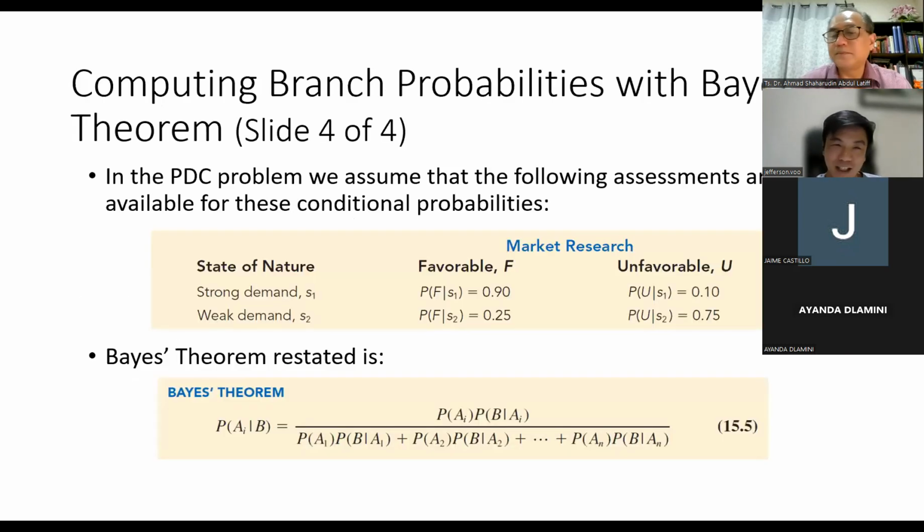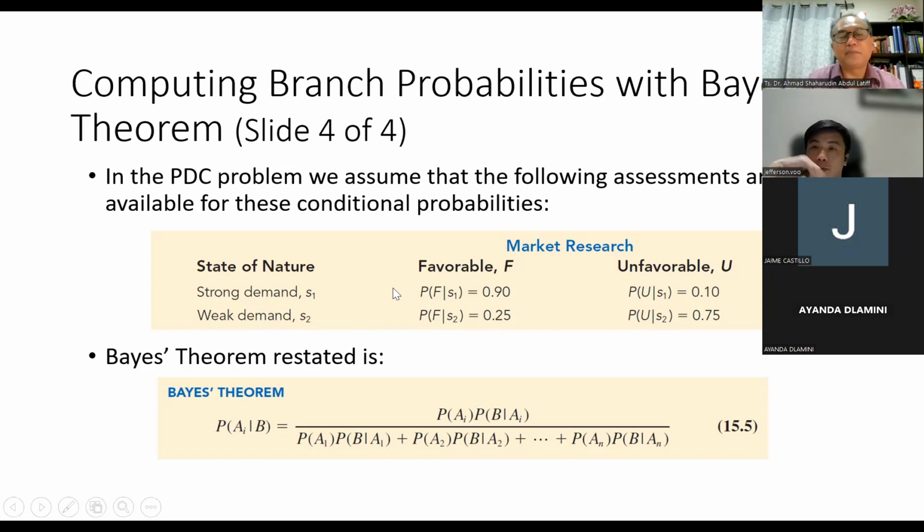Prof, on this one, this Bayes theorem. While I get the idea of the Bayes theorem in and of itself, for this particular problem, how did you translate the probability within the favorable and unfavorable?